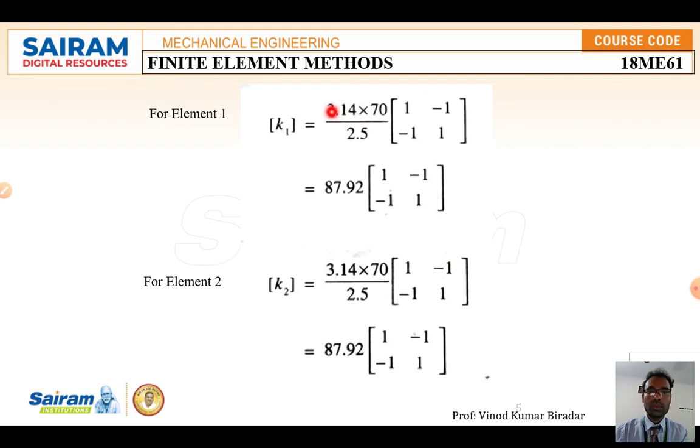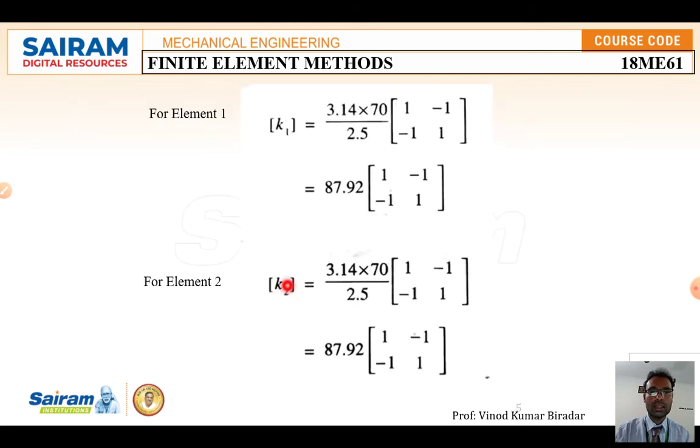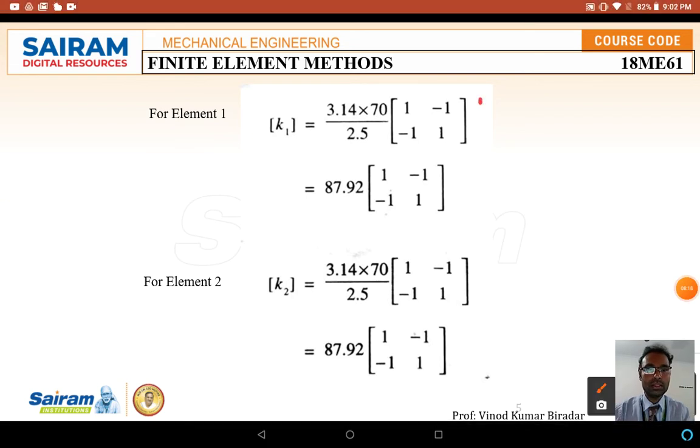Now you can add K1 plus K2. Thus K1 plus K2 is the global stiffness matrix for heat due to conduction. I already told you how to add this, depending upon the node number. If you look here, this is 1, this is 2. This is from node number 2, node number 3.